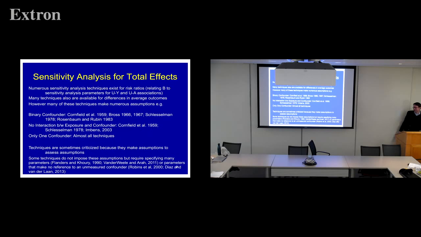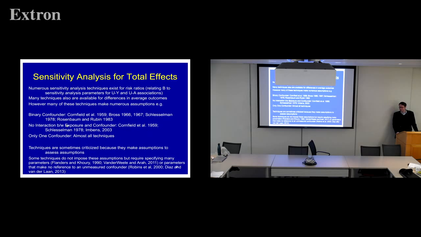Many of these techniques, to get closed form expressions, end up making assumptions about the nature of the unmeasured confounder. So a very common assumption is that the unmeasured confounder is binary, and that often makes the analysis much more tractable. So much of the earlier work, and even much of the contemporary work, assumes a binary unmeasured confounder.